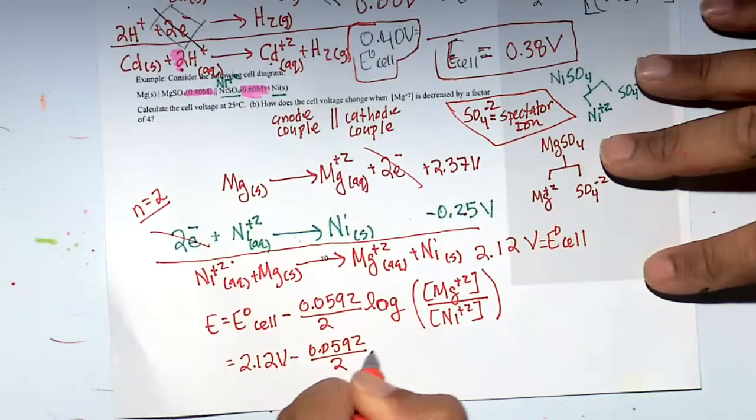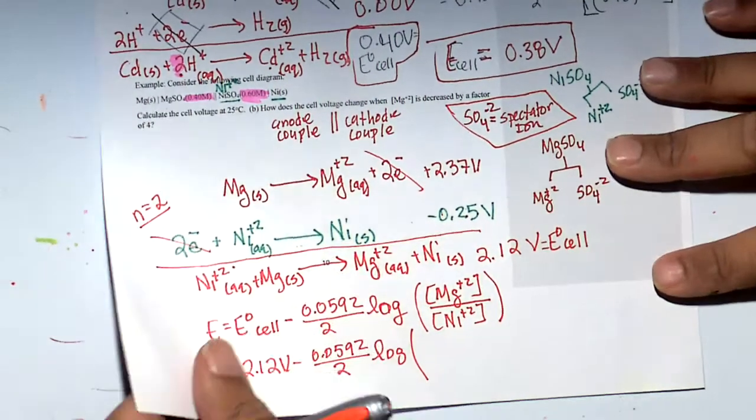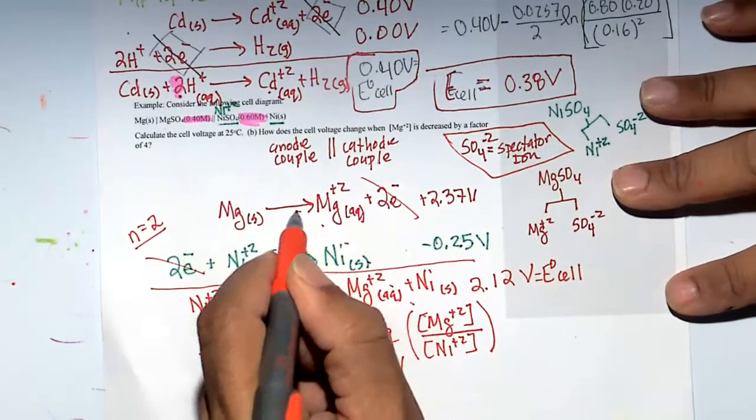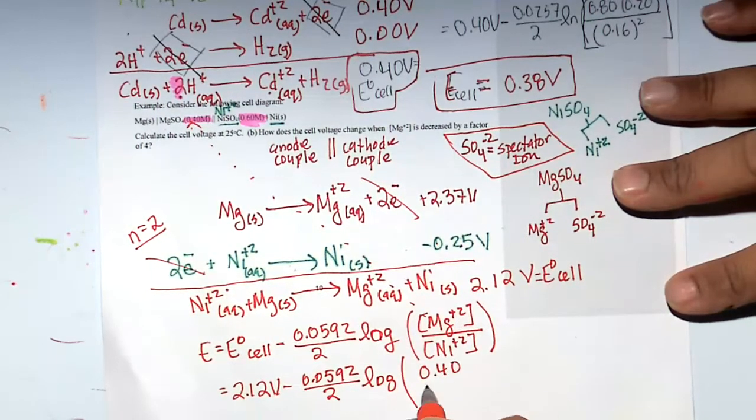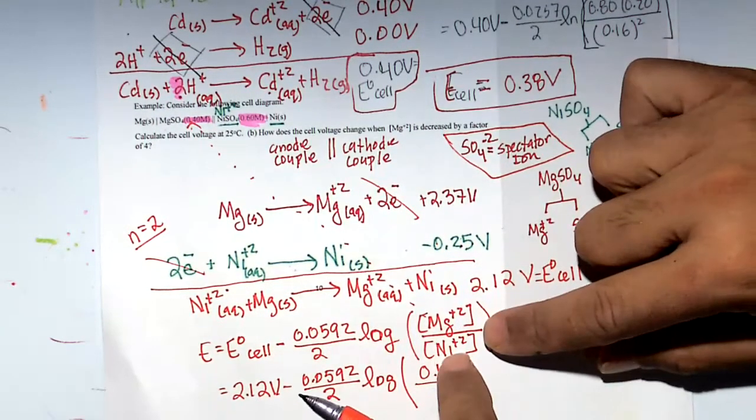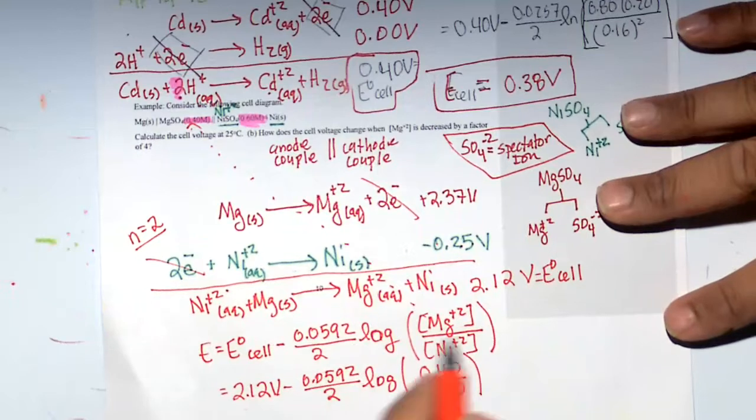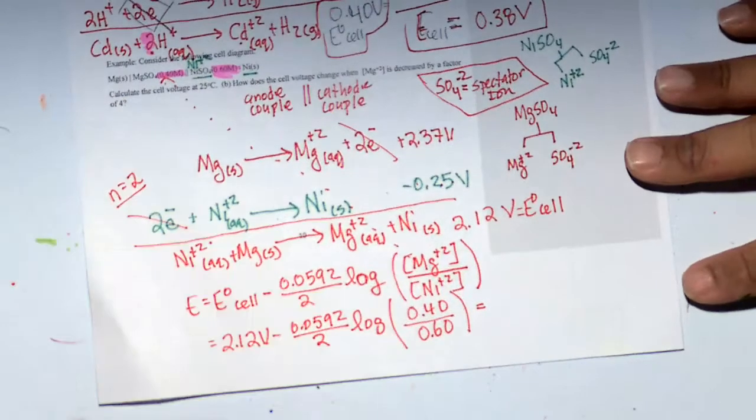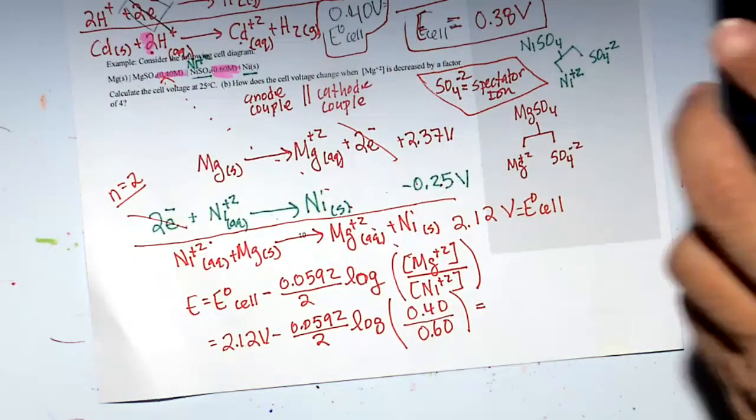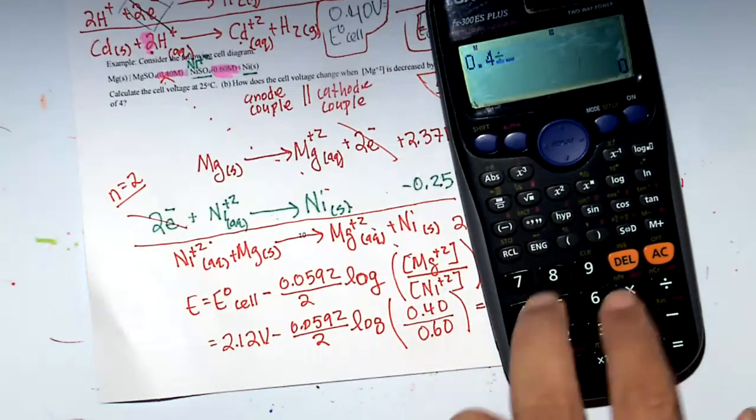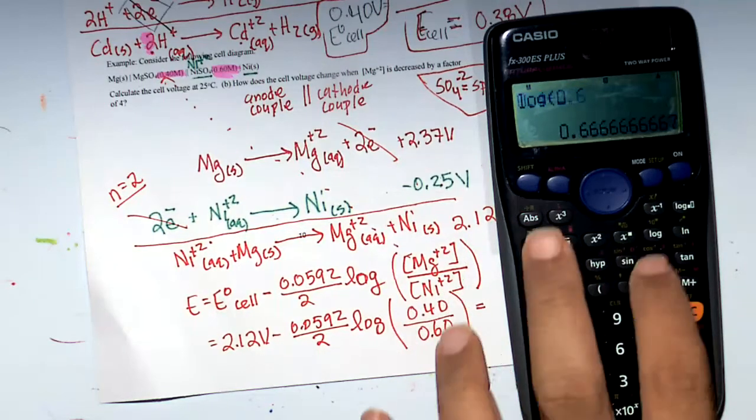0.0592 divided by 2. The log, Mg plus 2, what is its concentration? Everyone agree it's 0.4. And what is the concentration of nickel plus 2? 0.6. So in our calculator, 0.4 divided by 0.6 is 2/3. Okay. Log of that number.